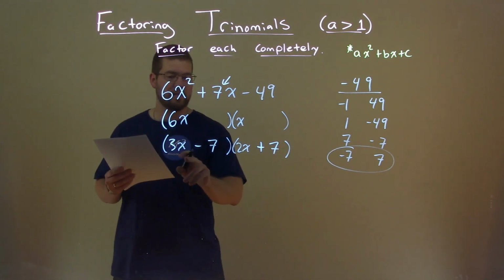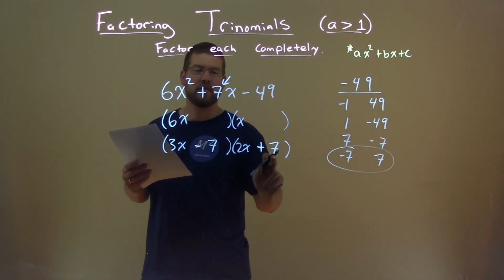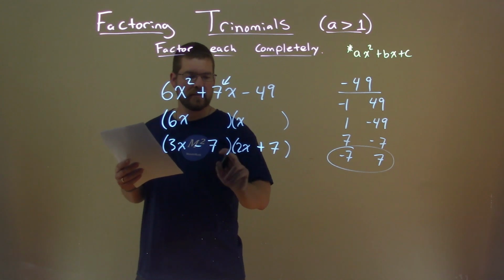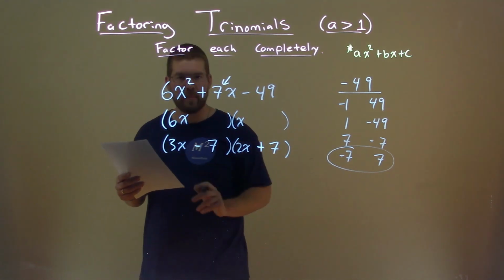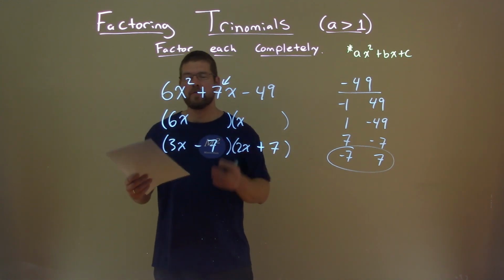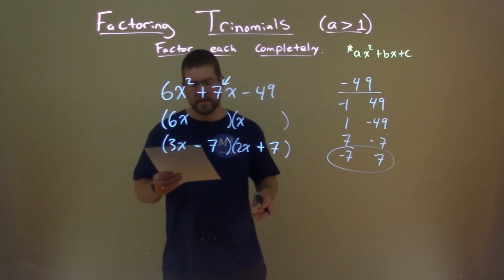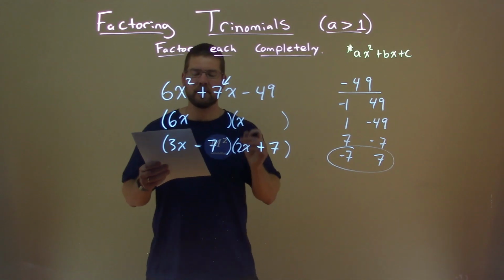we multiply it out. Again, 3x times the 7 is 21x. Negative 7 times 2x is a negative 14x. We add those together, and we get a positive 7x. So here we have our final answer: 3x minus 7 times 2x plus 7.